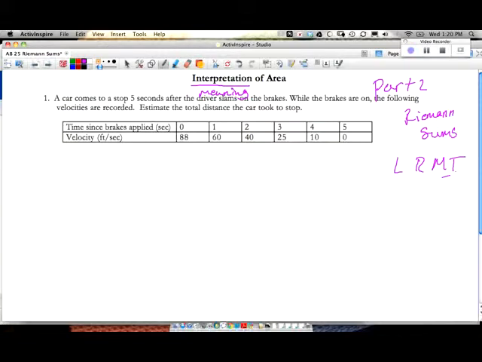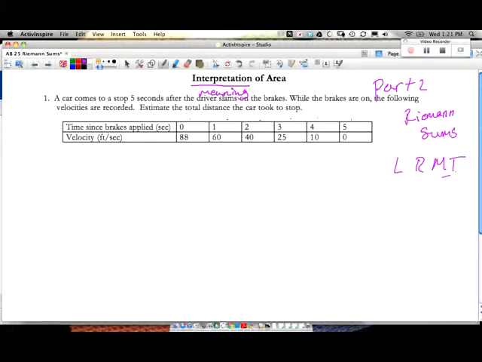So let's take a look at this first one. It says a car comes to a stop 5 seconds after the driver slams on the brakes. That's what's happening here: 1, 2, 3, 4, 5. While the brakes are on, the following velocities are recorded. Estimate the total distance the car took to stop. Well, let's go ahead and plot this information and then go from there. And then we'll talk a little bit about area with velocity and how that pertains to distance.